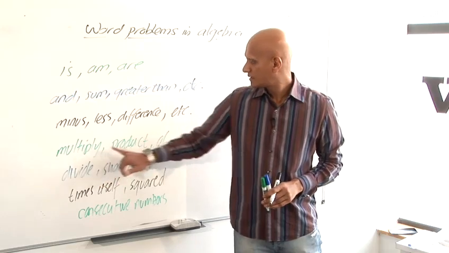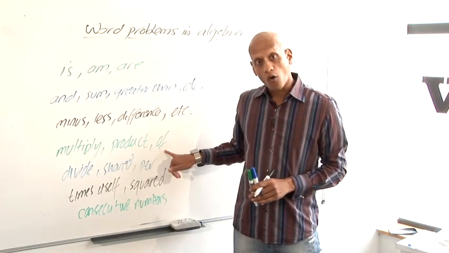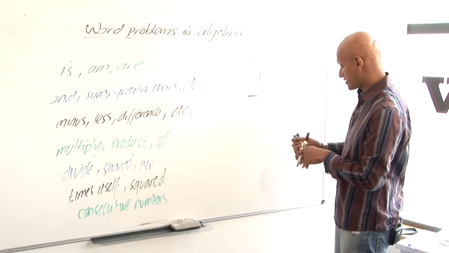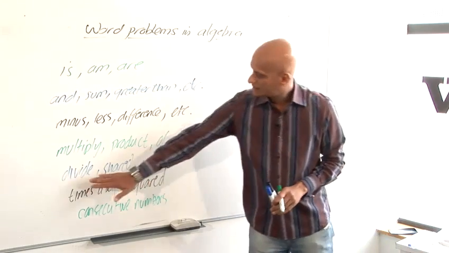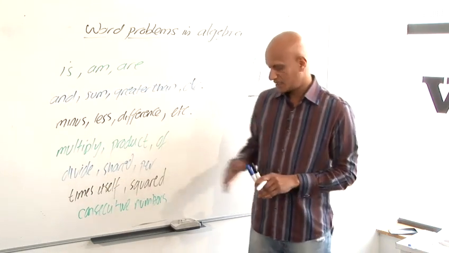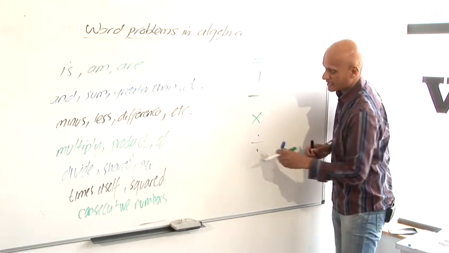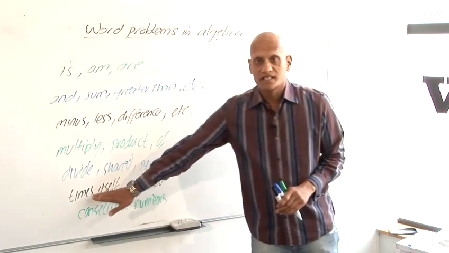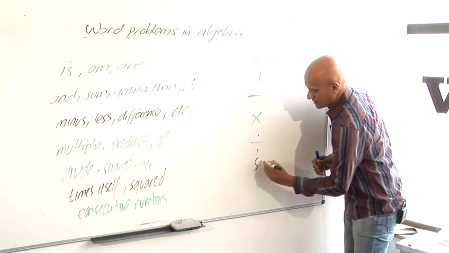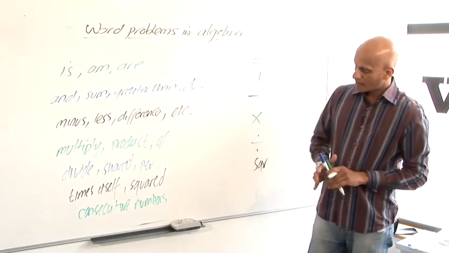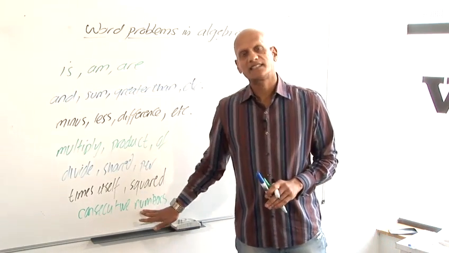Multiply by, product, and of are all multiply by signs. Divide, shared, per would be a divide by sign. Times itself is another way of saying squared, so that would be square. And sometimes you'll see consecutive numbers.